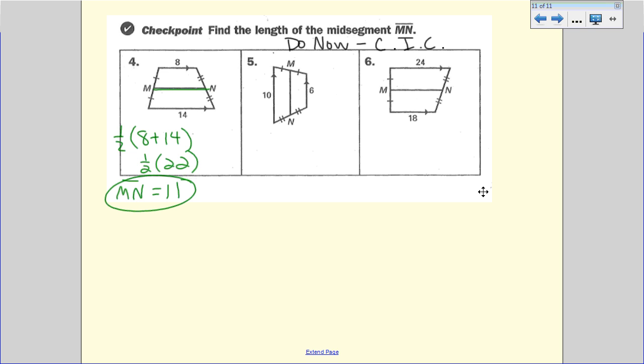Pretty quick lesson here, guys. I know I went a little fast, so you probably have to pause to fill some of this stuff in. But this lesson fits quite nicely from what we know about mid-segments of triangles, and so we're able to apply it to these trapezoids. I hope you guys have a great evening, and we'll see you in class.